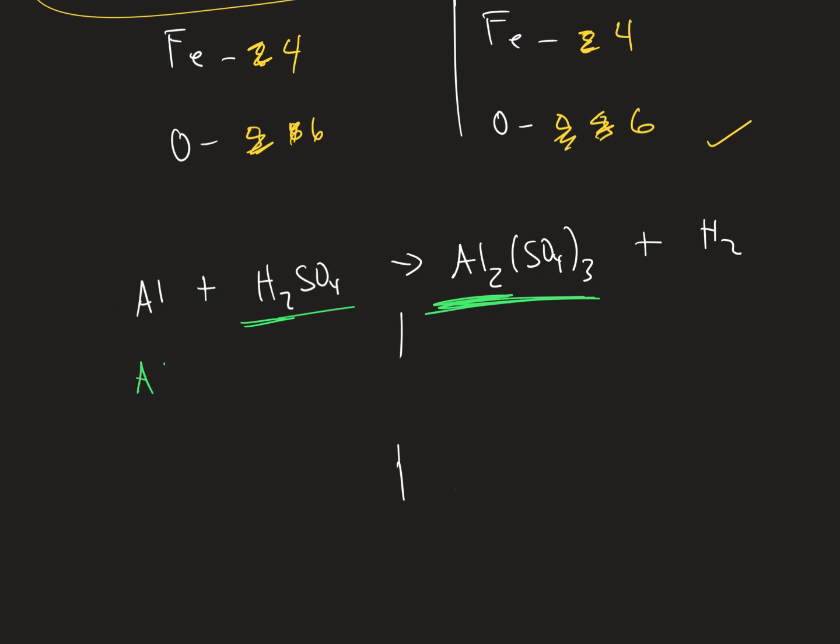Okay, so Al, H, S, and O. We can start the same place. Let's count the oxygens first, because there's how many on the right? 12. So that means we need to put a 3 right there. Now we have 12.